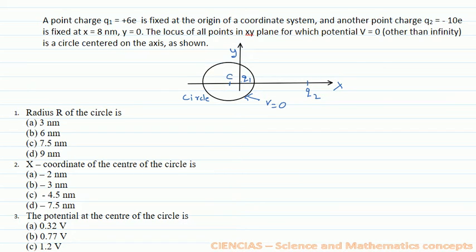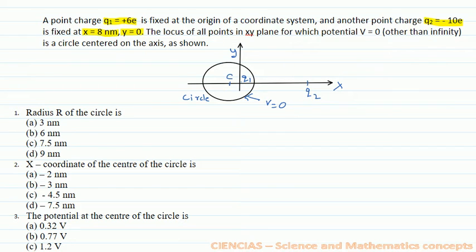Hello students, one more case study question. Let us see what this question says. A point charge q1 equals plus 6e is fixed at the origin of the coordinate system, and another point charge q2 equals minus 10e is fixed at x equals 8 nanometer and y equals 0.